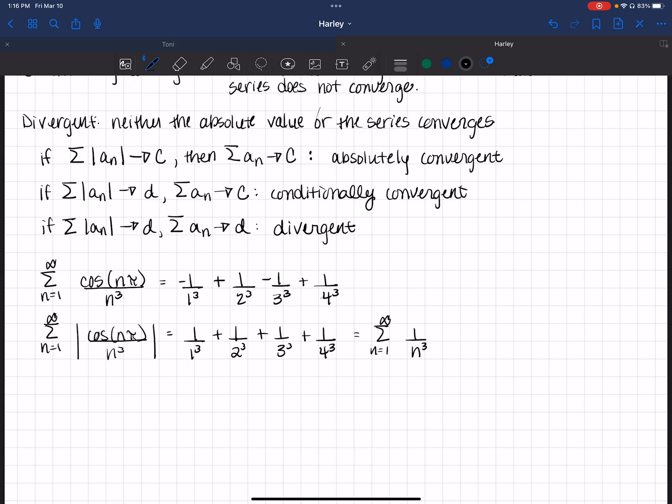It is the same thing as the p-series. When I take the absolute value of it, it's acting like the p-series 1 over n cubed. Then what is p here? p equals 3. Since p is greater than 1, the absolute value of the series converges. Since the absolute value of the series converges, what can we say? We can say that this particular series is absolutely convergent.